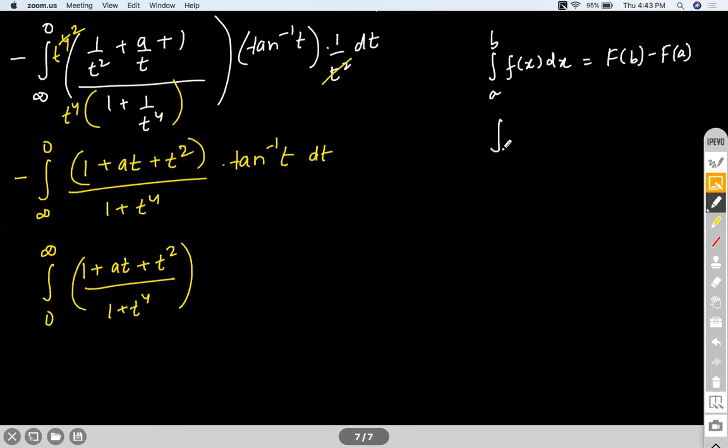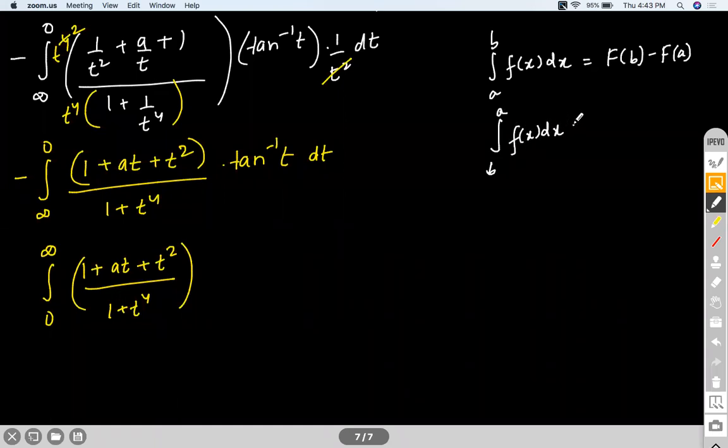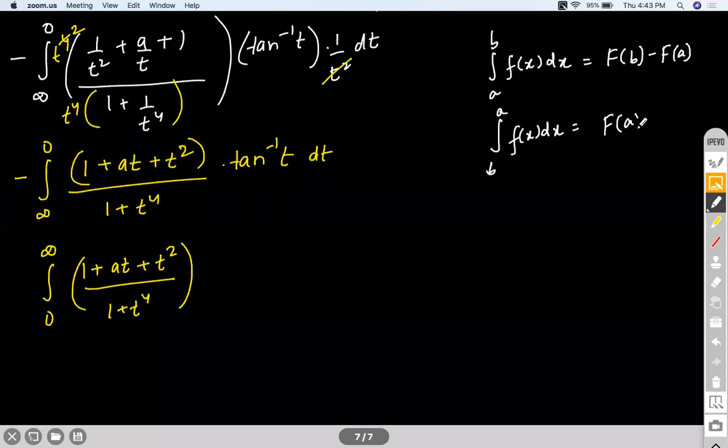If I integrate the same function from b to a, then my answer would be f of a minus f of b. And both are negatives of each other.